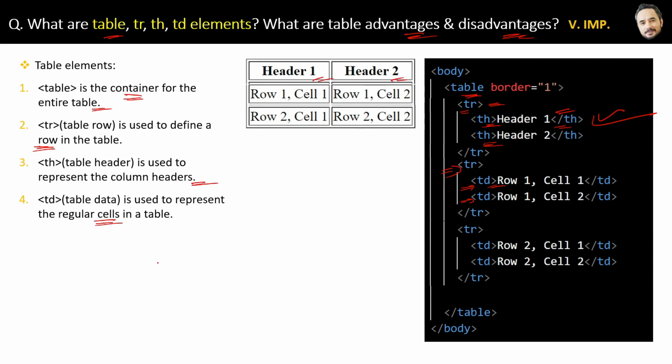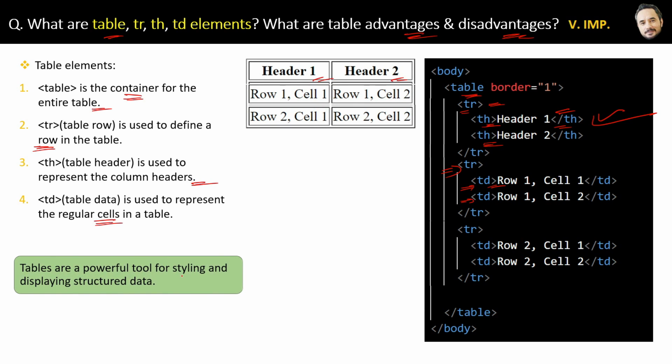Now let's see what are the advantages of the table. Tables are a very powerful tool for styling and displaying structured data. For example, Excel, if you know, is a very good example, right? But there is some disadvantage of table also.